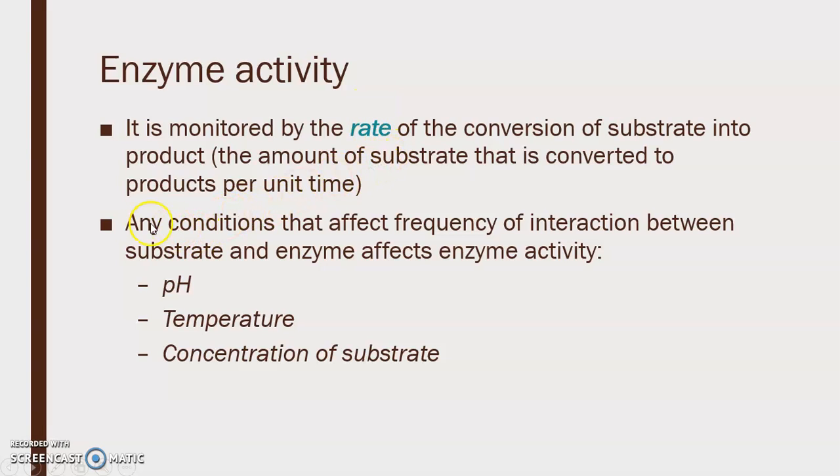Okay, so any conditions that affect frequency of interaction between substrate and enzyme affect enzyme activity. So there are 3 major factors: pH, temperature, and concentration of substrate. Concentration of substrate is relatively easy to understand because we learned that from chapter 7. The rate of reaction will be dependent on the concentration of reactants, right? The substrate is our reactant. So higher concentration of substrate, of course, will result in higher rate of reaction.